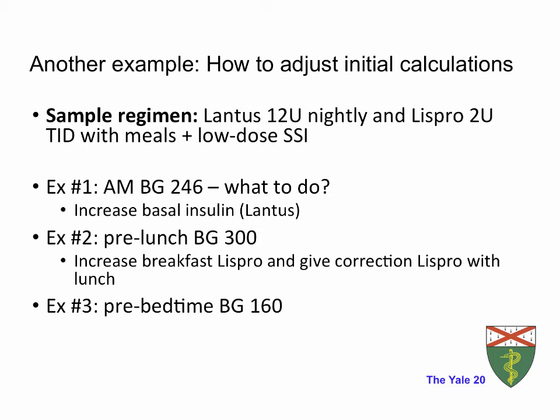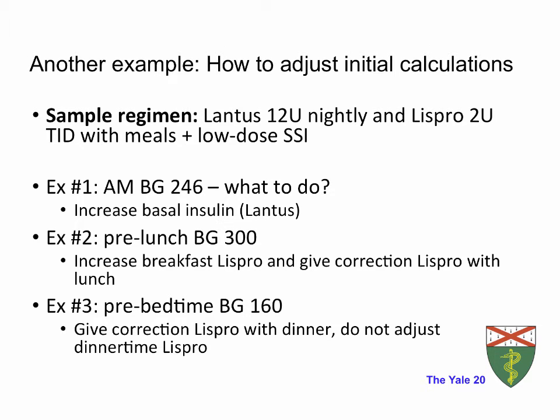All right, let's go through another sample. Say your pre-bedtime blood sugar is 160. So that's actually within the range that we would typically like it. So what I would do then is, the pre-bedtime blood sugar is reflective of whether or not the insulin that you gave with dinner was appropriate. So then I would give them the correctional Lispro with dinner because their blood sugar is above 150, but I wouldn't adjust their dinner time Lispro because the amount of Lispro that you gave the patient with dinner was clearly appropriate, because their pre-bedtime blood sugar was within the range we would like it to be.